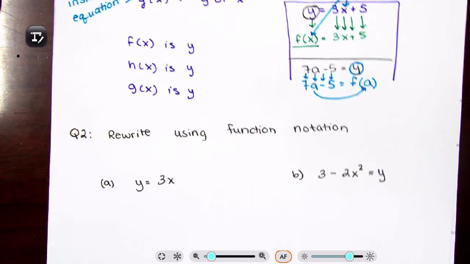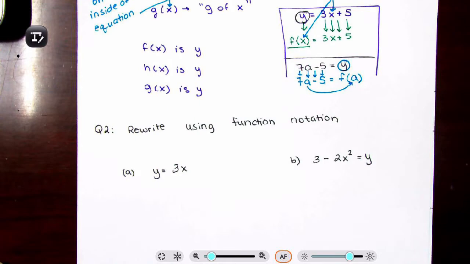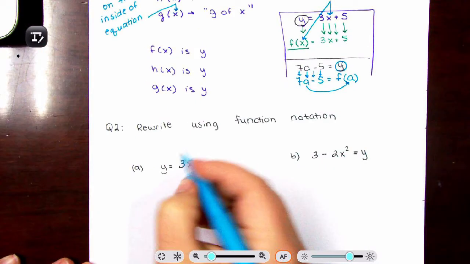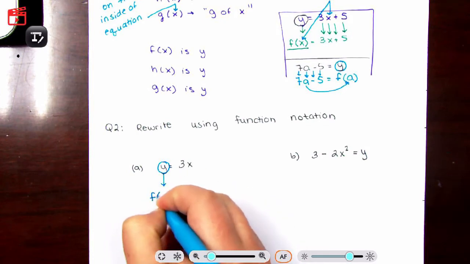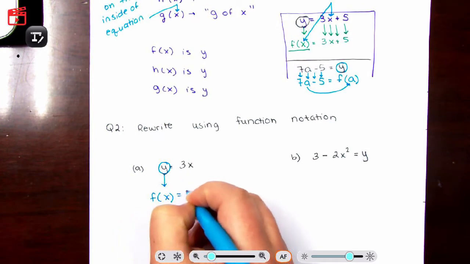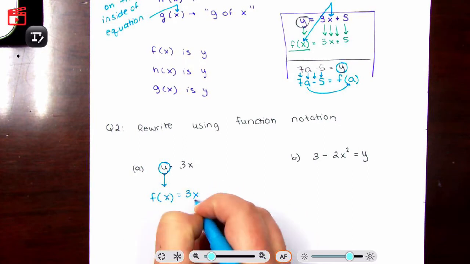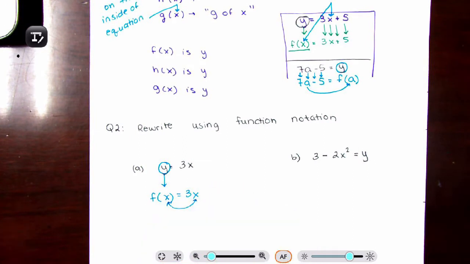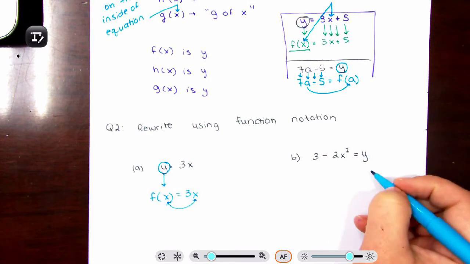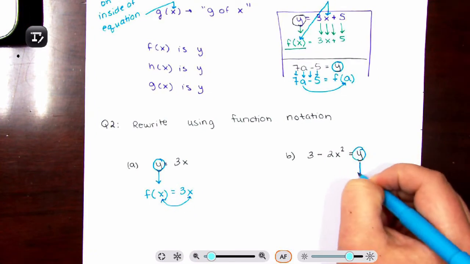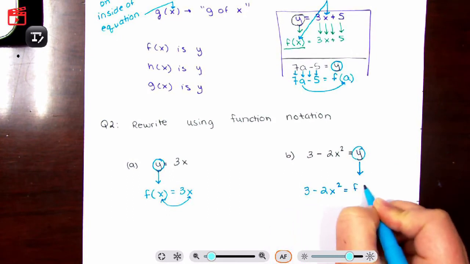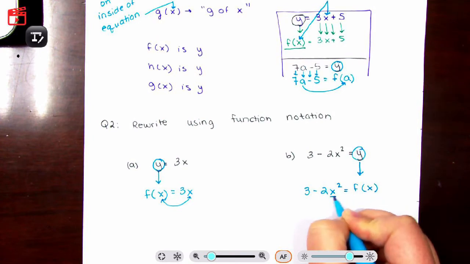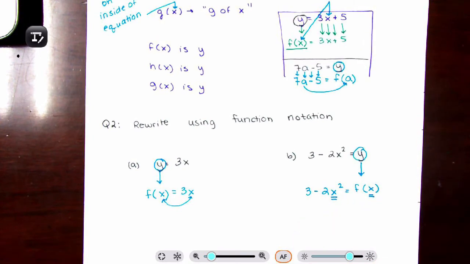Let's do some examples. Let's rewrite using function notation. What I would like for you to do is circle y. And instead of that, you're going to write f of x is equal to 3x. Again, we are using x because x is our variable. Let's write this in function notation. Let's circle y. You have 3 minus 2x squared is equal to f of x. And again, because we are using x as our variable, x is what we're using in our function notation.